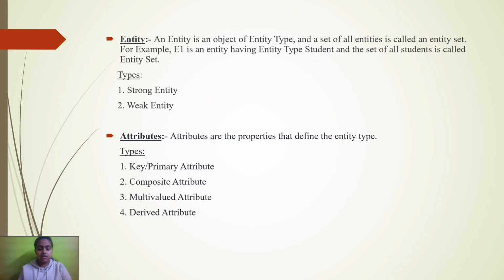There are four types of attributes: key or primary attribute, composite attribute, multi-valued attribute, and derived attribute. Key or primary attribute. The attribute which uniquely identifies each entity in the entity set is called the key attribute. Composite attribute. An attribute composed of many other attributes is called a composite attribute. Multi-valued attribute. An attribute consisting of more than one value for a given entity. Derived attribute. An attribute that can be derived from other attributes of the entity type is known as derived attribute.